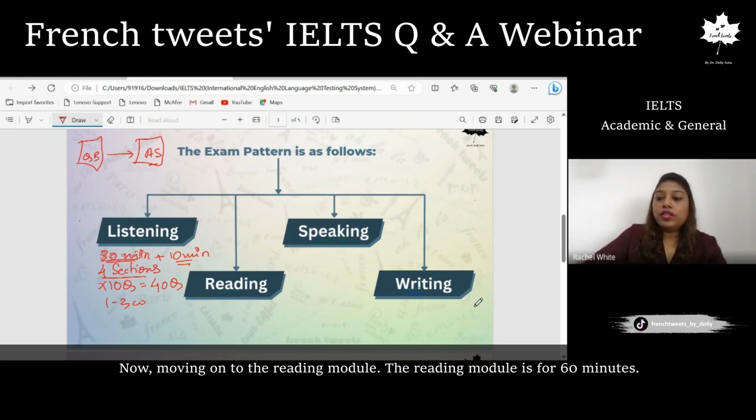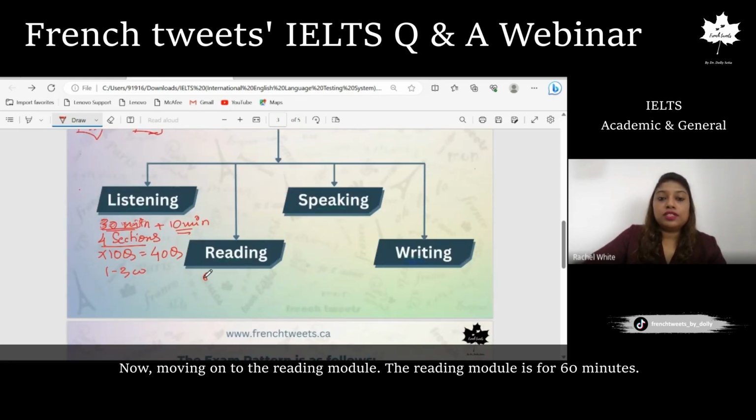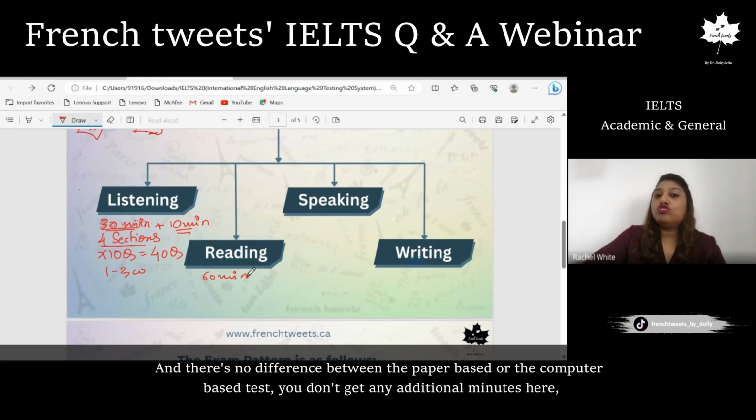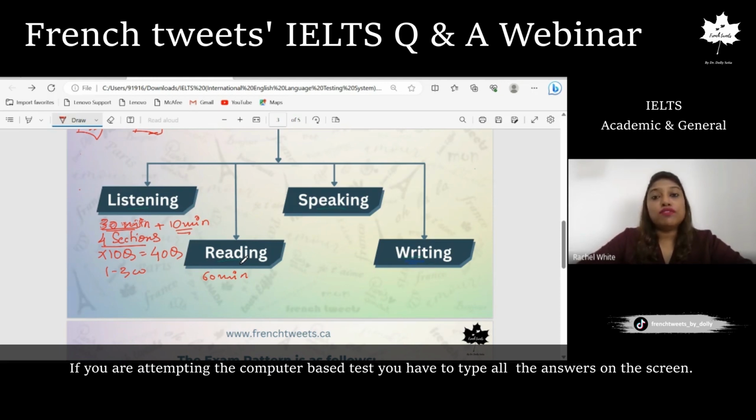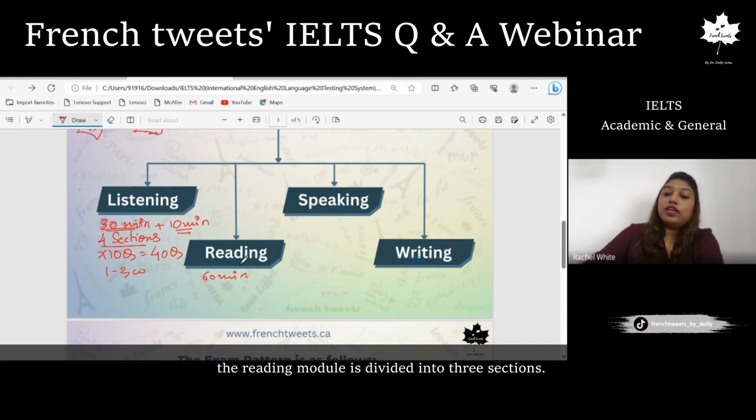The reading module is for 60 minutes. And there is no difference between the paper-based and the computer-based test. You don't get 10 additional minutes here. So if you're attempting the paper-based test, you have to complete the test and furnish the final answer sheet within the time frame of 60 minutes. On the other hand, if you are attempting the computer-based test, you have to type all the answers on the screen. Now, the reading module is divided into 3 sections.